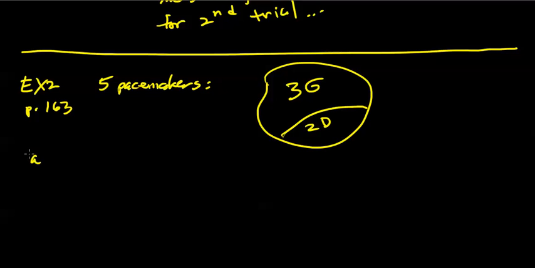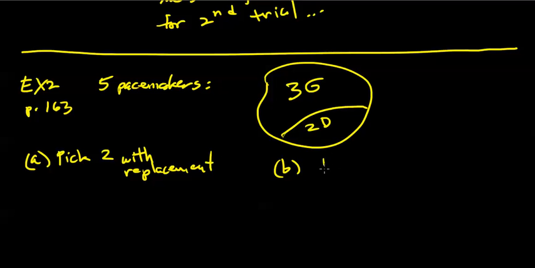Part A asks, randomly select 2 with replacement, and Part B says pick 2 without replacement. So let me write that down. I'll pick 2 with replacement, and Part B will pick 2 without replacement. Okay, scroll down here.